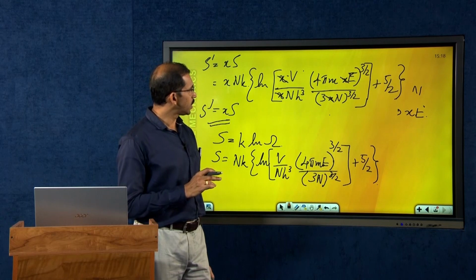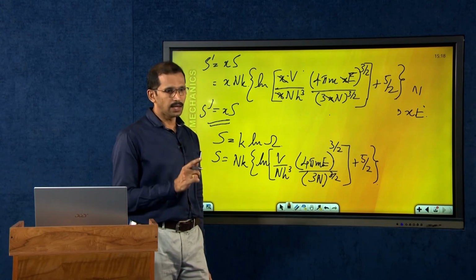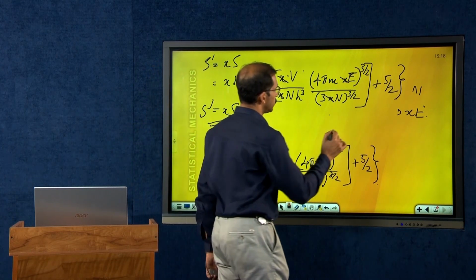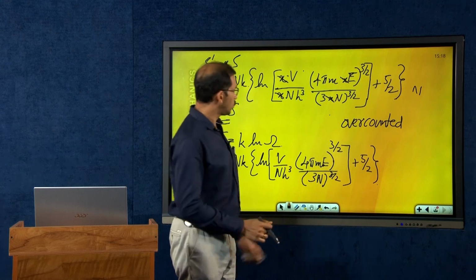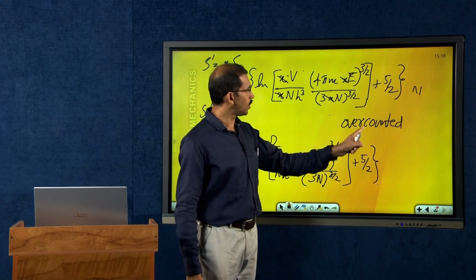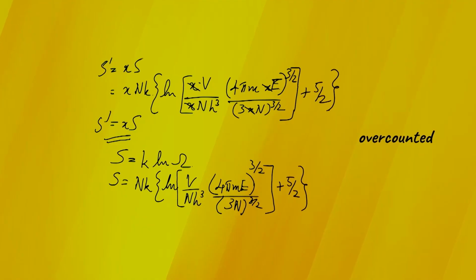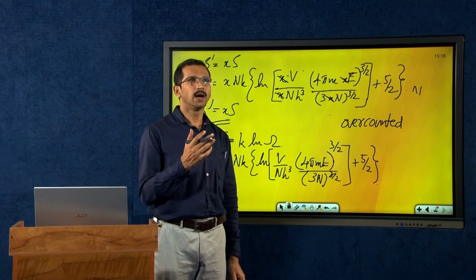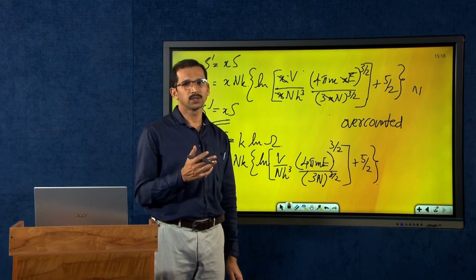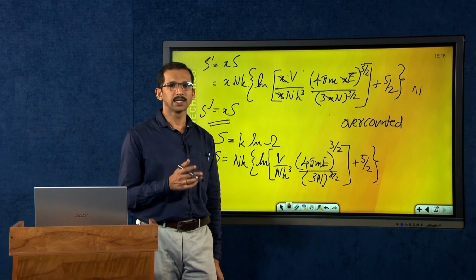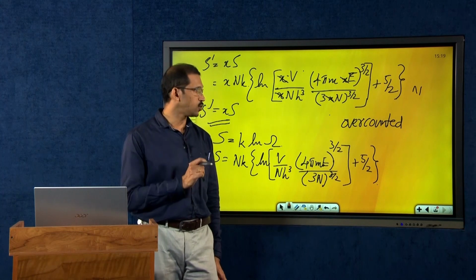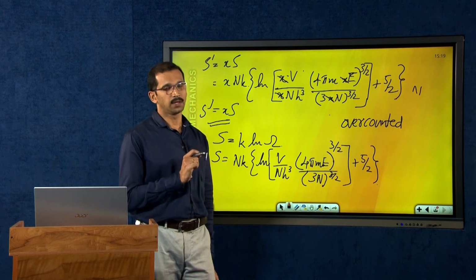So, this is the expression which you will find in the textbooks. Many times we say that we originally overcounted the number of microstates, which was not necessary. Now we can say that the Gibbs paradox actually originated from the classical assumption of distinguishability for identical particles.